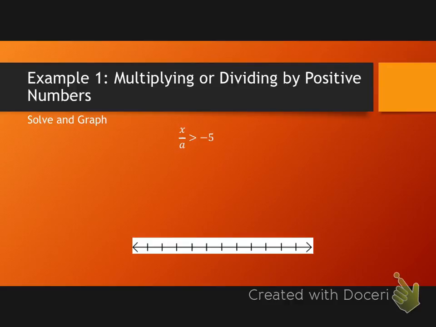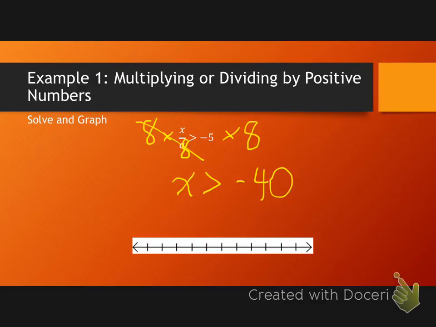There's a mistake here. This is actually supposed to be an 8, not an A. So to get rid of this 8, what I'm going to do is multiply by 8. The opposite of dividing is to multiply. So I multiply both sides by 8. So those would cancel out, and I'd have x is greater than, keep the sign the same, negative 40.